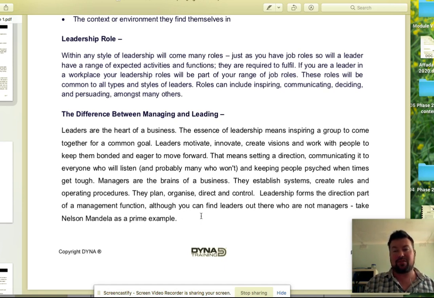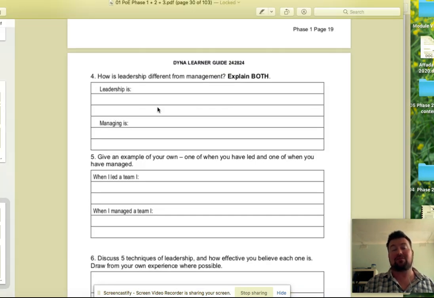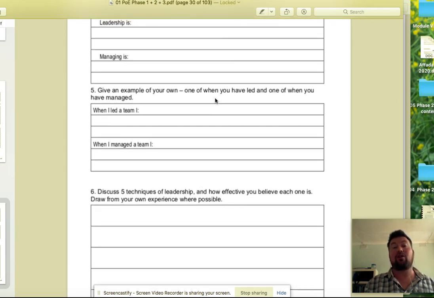So is that the difference between leadership and management? I'm pretty sure that one is the heart of the organization, the other one is the brains of the organization. But you can go back to your notes and you can see what the difference is. Then you've got to give your own example.